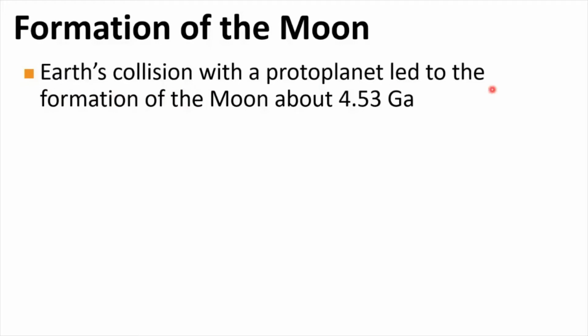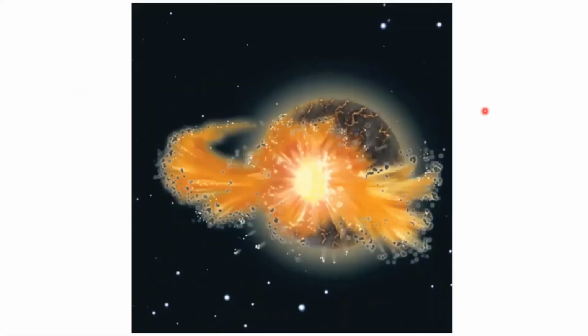Okay. We also see formation of the moon, and this is due to Earth's collision with a protoplanet that led to the formation of the moon about 4.53 billion years ago. And what happened is the moon formed from these materials that were blasted from the Earth by that collision with that protoplanet.